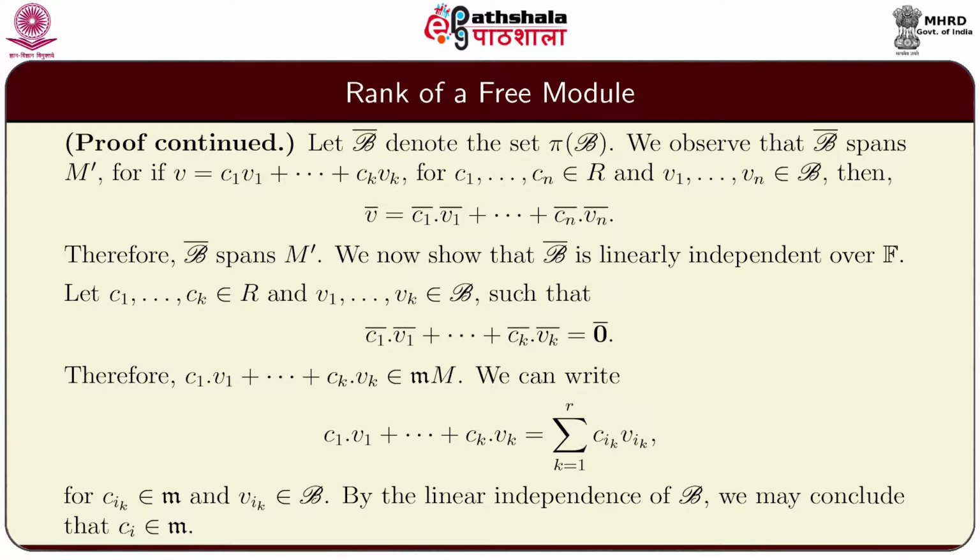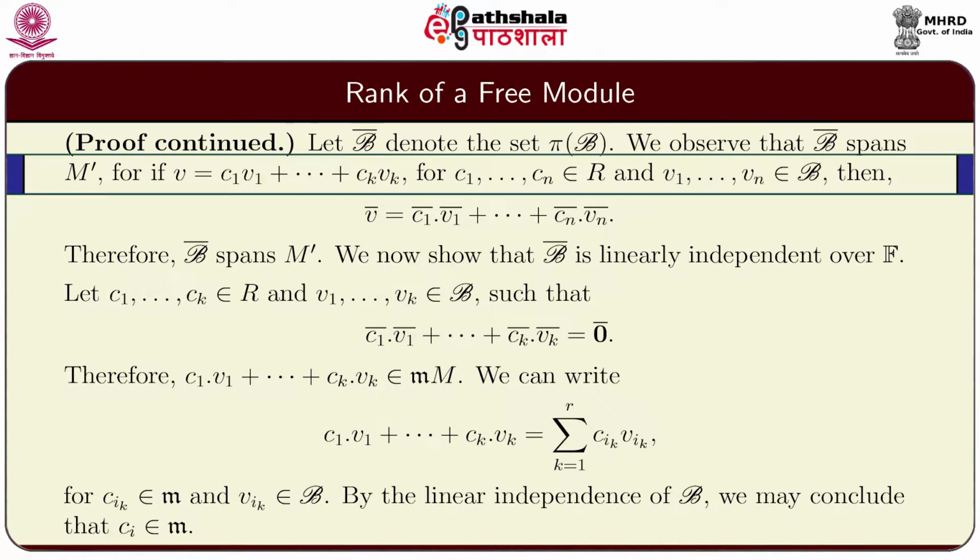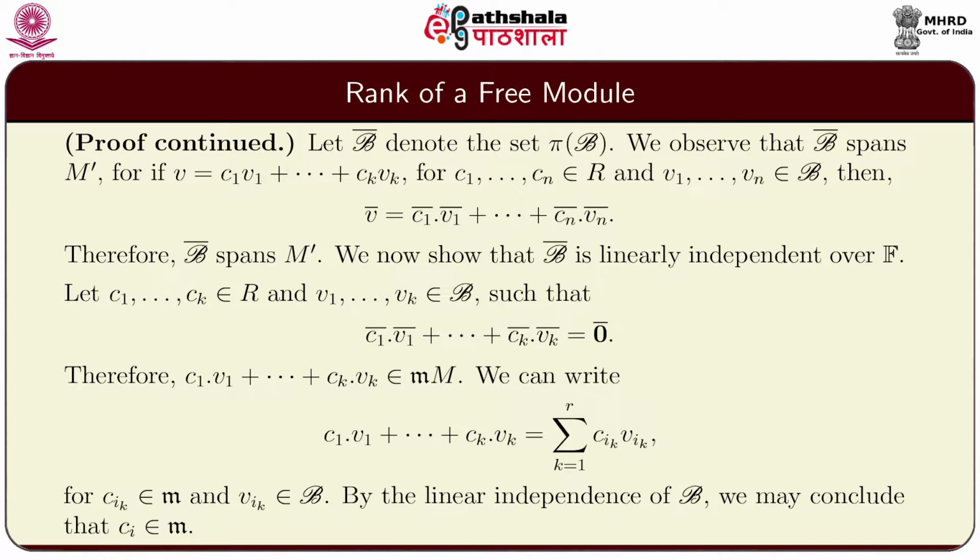Let B denote a basis for the module M and B bar denote the set pi of B. We observe that B bar spans M dash, for, if we take a linear combination C1 V1 etc. up to Ck Vk, which is denoted by V, where C1, C2, Cn are in R and V1, V2, Vn are in B, then V bar is C1 bar dot V1 bar plus dot dot dot Cn bar dot Vn bar. Therefore, B bar spans M dash.